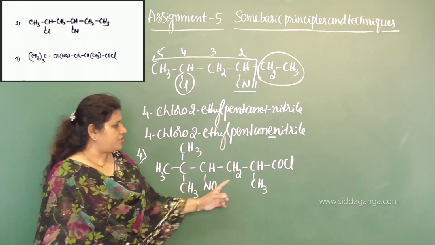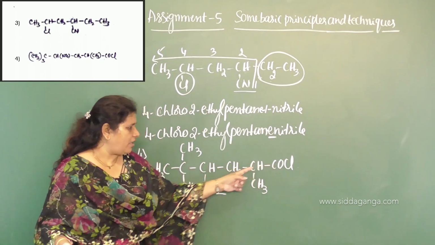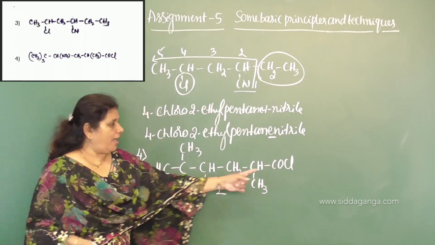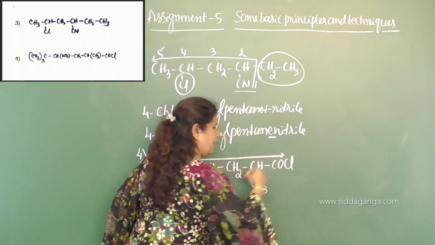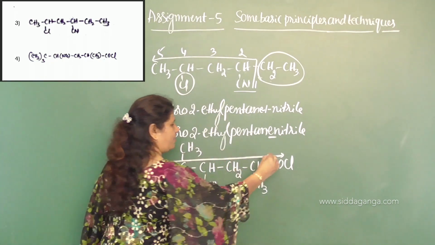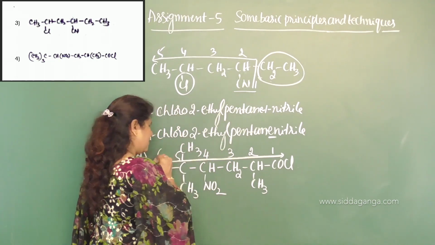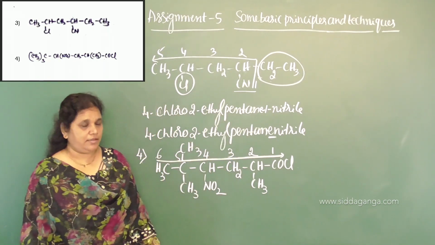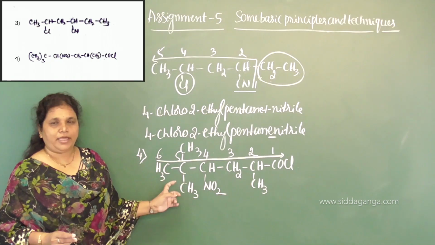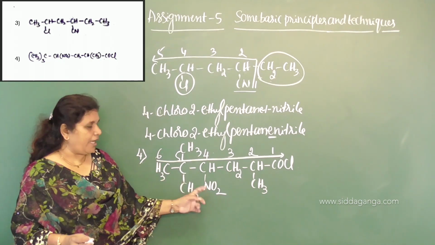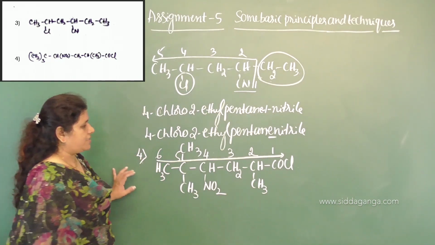COCl, select the chain 1, 2, 3, 4, 5, 6, and if you select this chain also, you will get the same number. So, better you select the straight chain and give the number from this end, 1, 2, 3, 4, 5, 6. How many substituents are there? Methyl group is on second carbon, on fifth carbon again we have 2 more methyl groups, and a nitro group is also there. You need to arrange them in alphabetical order. Then what is the name?